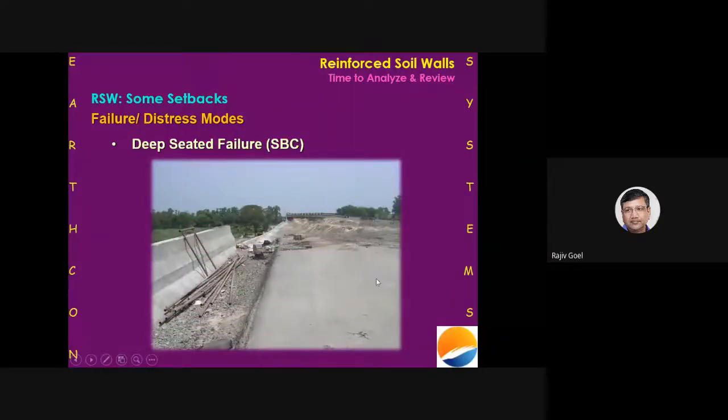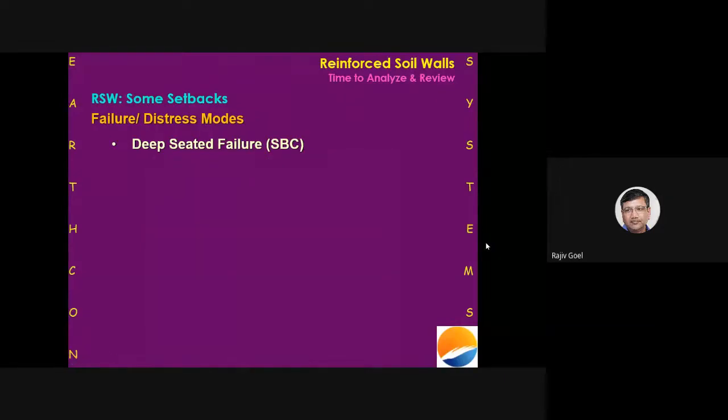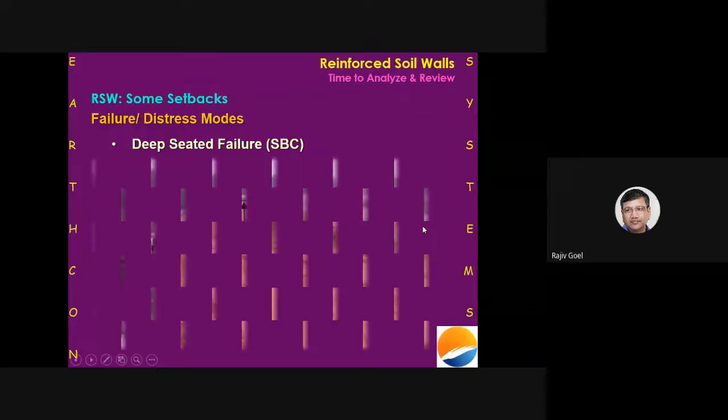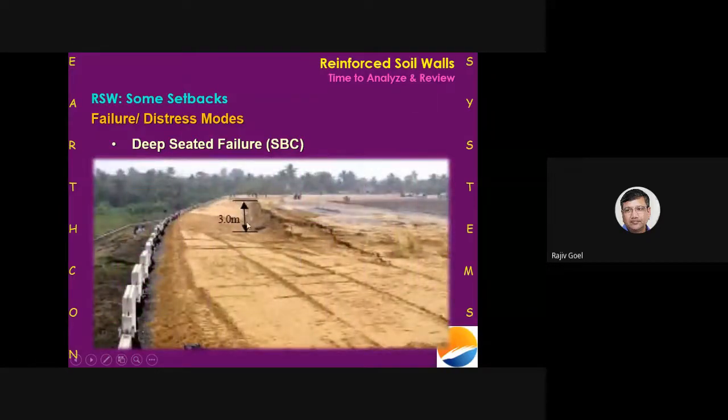This is a wall which was constructed on NH2 a long time back. And during construction, it settled by almost 3 meters. As you can see, this portion of the wall sank into the ground, and the side ground upheaved. It was noticed that the wall underwent a settlement of almost 3 meters. This is primarily because the behavior of the foundation soil was not very well understood or analyzed before the construction was taken up.